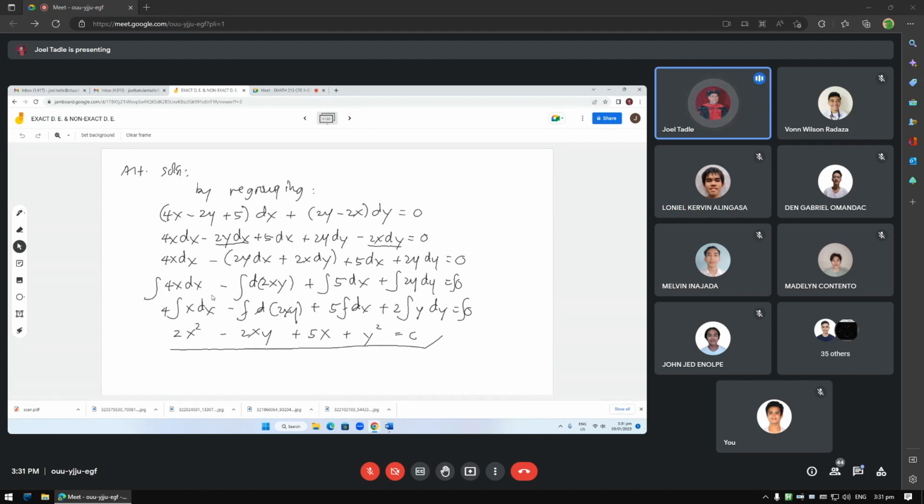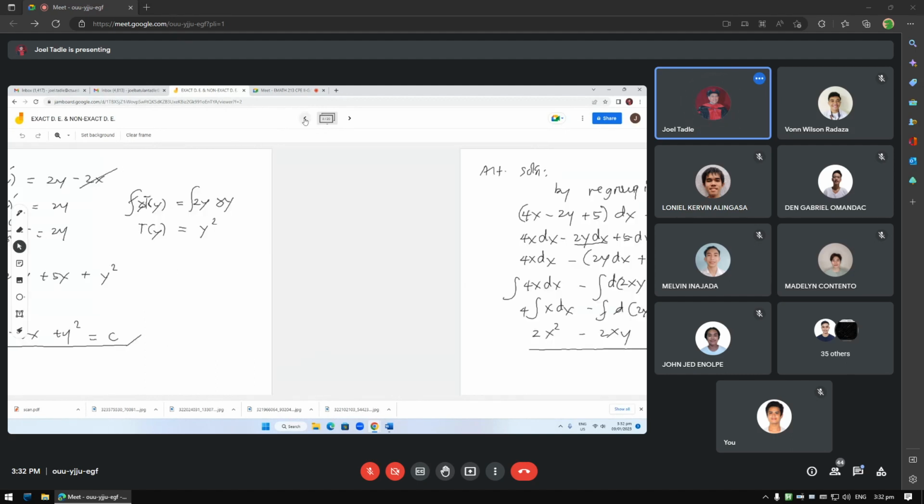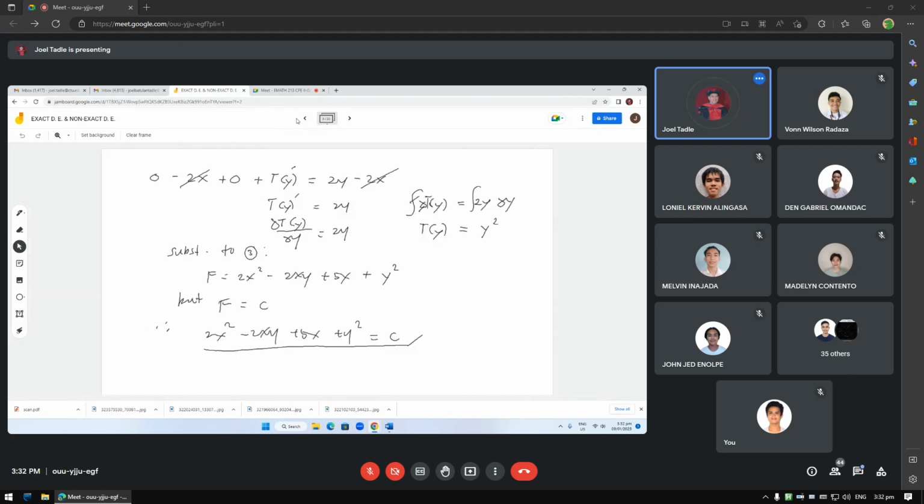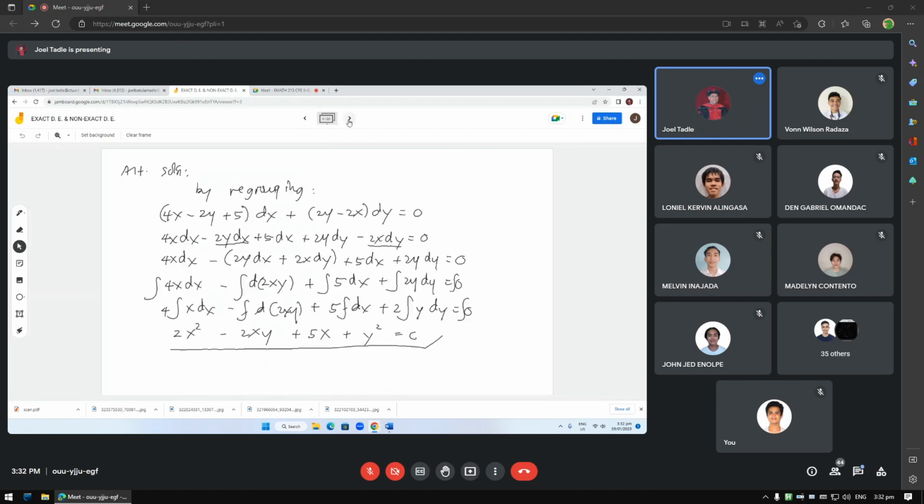Then the integral of 4x dx is 2x squared. The integral of 5 dx is 5x. The integral of 2y dy is y squared. Then on the right side, the integral of 0 is a constant. So the same answer, guys: 2x squared minus 2xy plus 5x plus y squared equals constant. Same as the first solution. So we have checked that this is true and correct. Now you choose which solution you prefer, the second method or the first method.